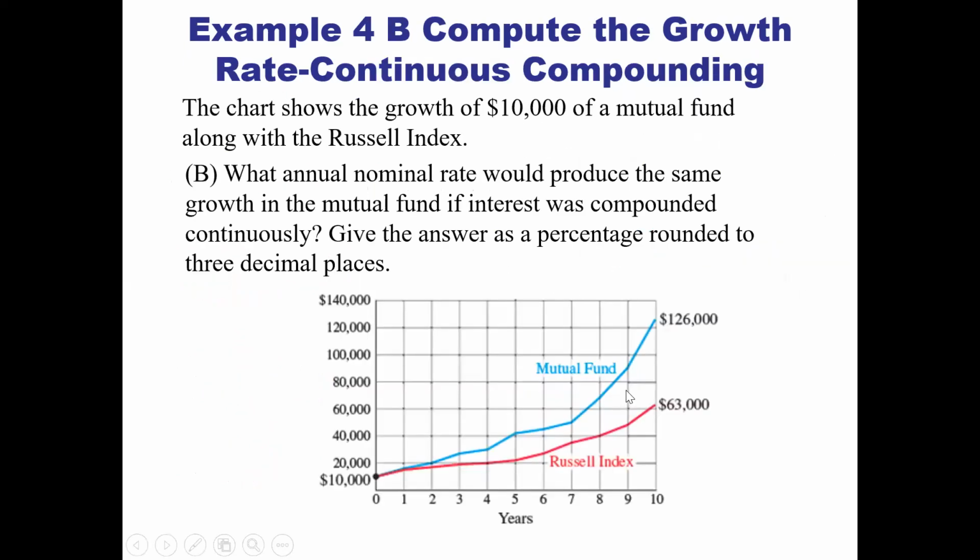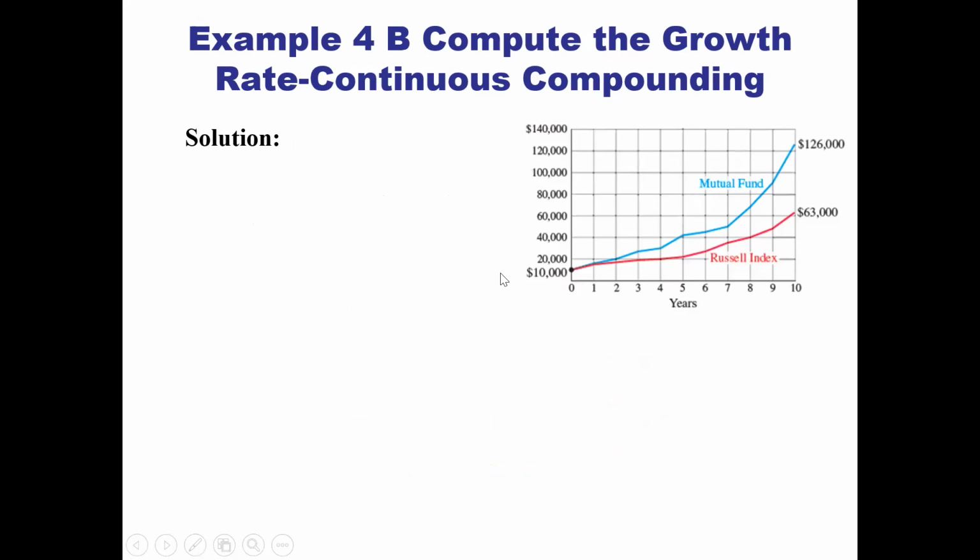Now this one is another piece of it, and now it says what annual nominal rate would produce the same growth if the interest was compounded continuously. Give the answer as a percentage, again rounded to 3 decimal places. Well, guess what? We're going to work this pretty much the same way, except instead of that, we're going to have A equals P e to the rt. And so now we have to plug in our values. 126,000 equals 10,000 e to the r, which we don't know, times the time, which is 10.